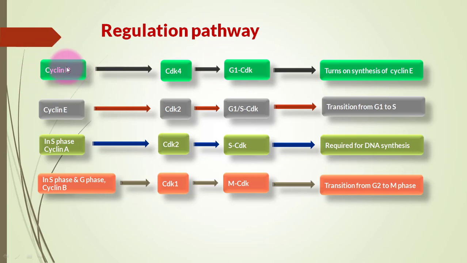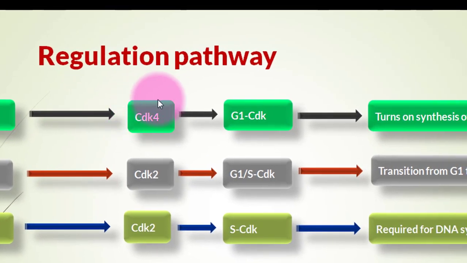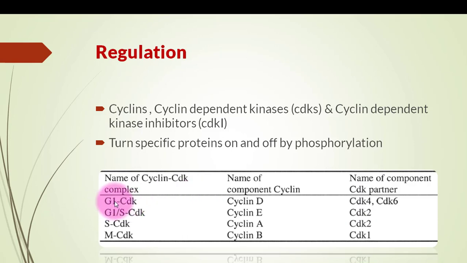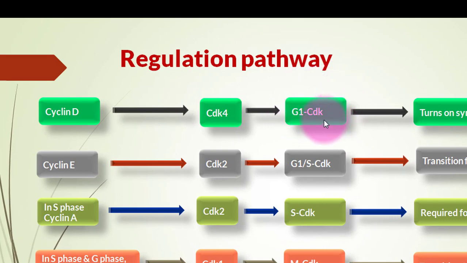First, the synthesis of cyclin D takes place in the cell, and this cyclin D will bind to CDK4. Cyclin D is synthesized in the cell; this is the first step in the cell cycle. Then it binds with CDK4, forming a G1 CDK. This complex is made up of cyclin D and cyclin-dependent kinase 4. So CDK4 and cyclin D make a G1 CDK, which is now an active kinase complex.